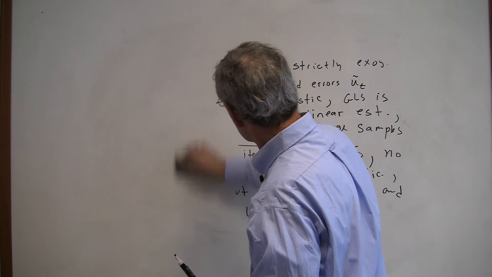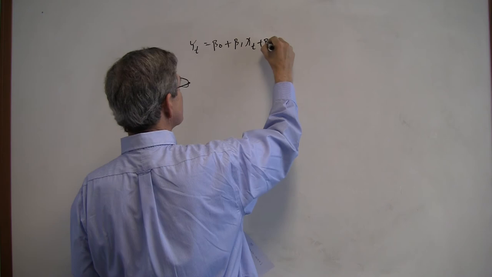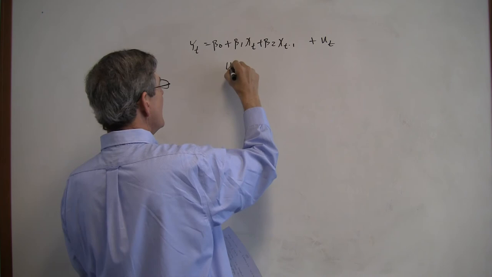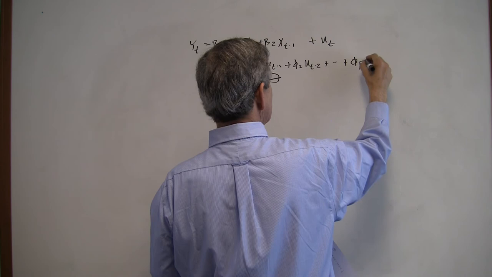The last big thing is to generalize this to a more general autoregressive error structure. So suppose that you had say yt equals beta naught plus beta 1 xt plus beta 2 xt minus 1. And presumably you can see how to extend this to more lags of x, plus ut, where this time ut is phi 1 ut minus 1 plus phi 2 ut minus 2 plus up to phi p ut minus p plus u tilde t.